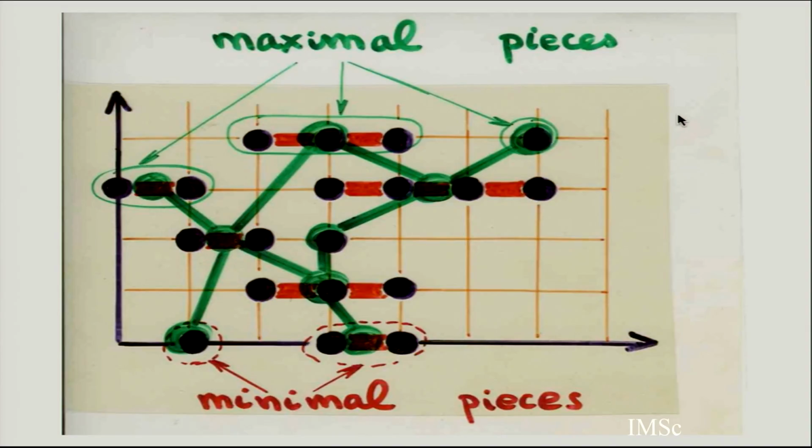So now if you take a heap, you get a poset. In terms of the poset, you have maximal pieces and minimal pieces.